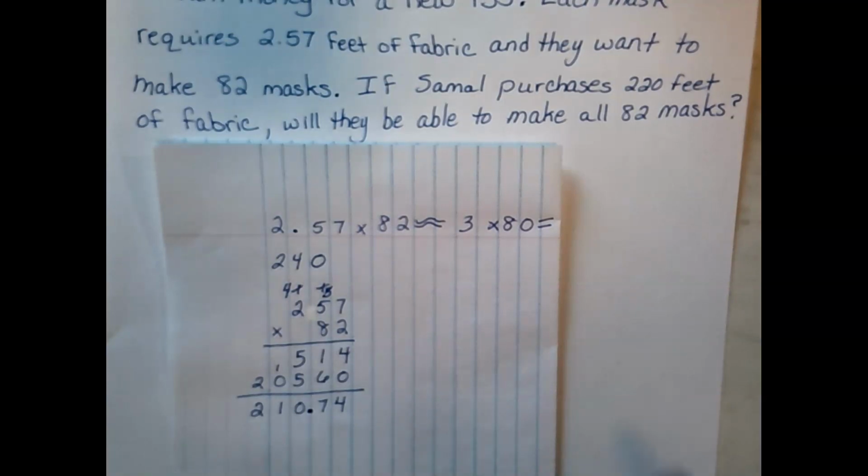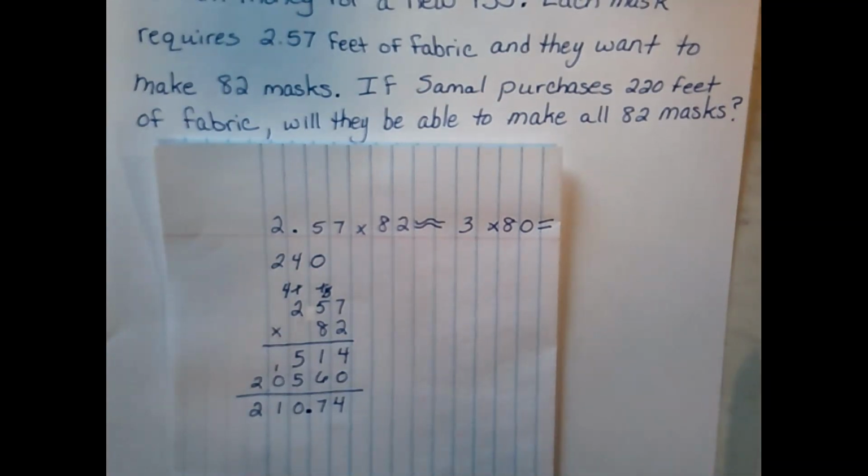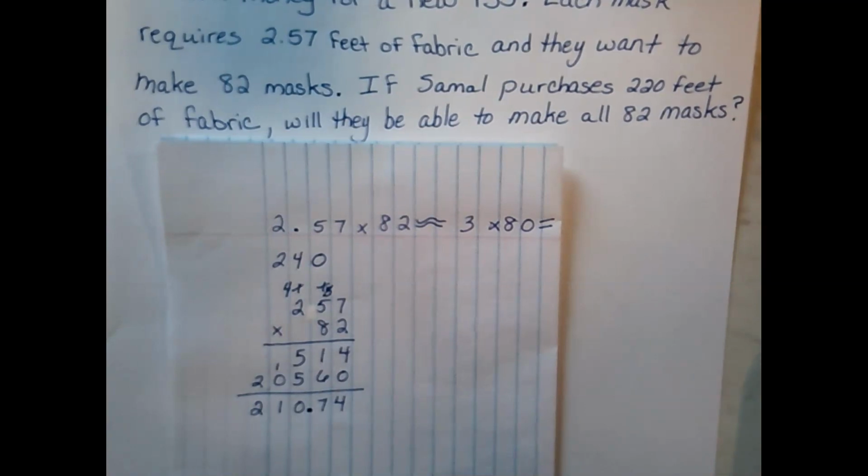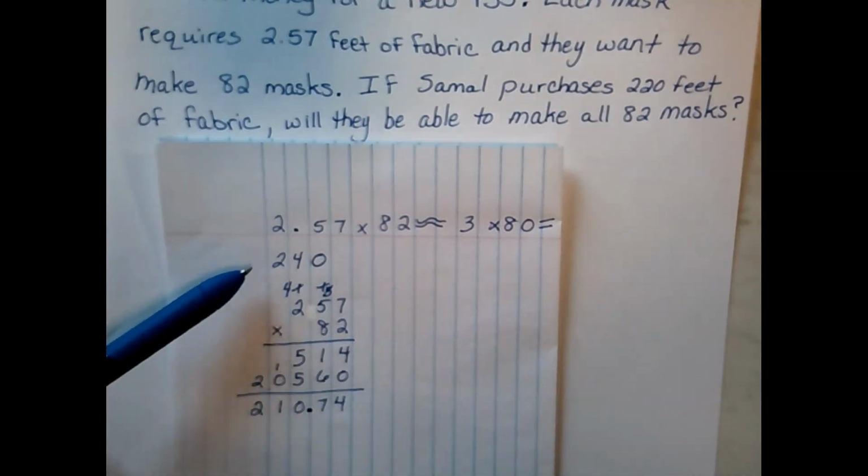So now I know that in order to make 82 masks, Smal and Muhammad will need 210 74/100 of a foot of fabric in order to complete 82 masks. So my answer is yes, they would have enough if Smal had purchased 220 feet of fabric. If I had just gone on my estimate, I would have concluded that my answer would have been no, they did not have enough fabric. The estimate is really just to give us an idea of what seems reasonable.